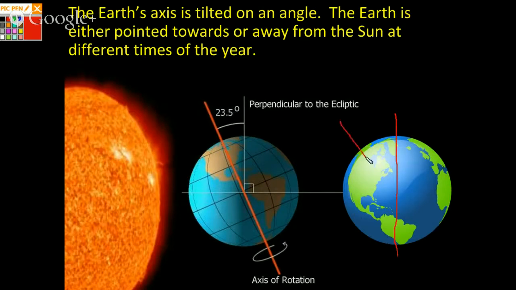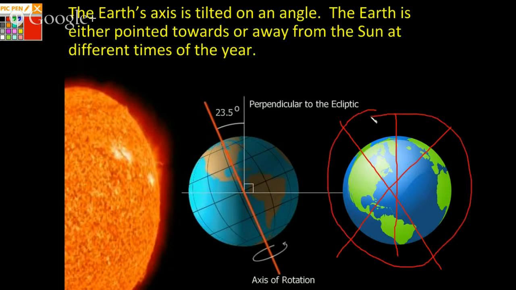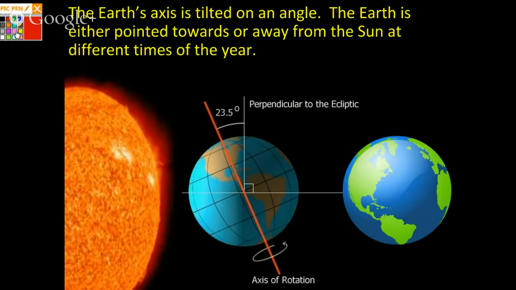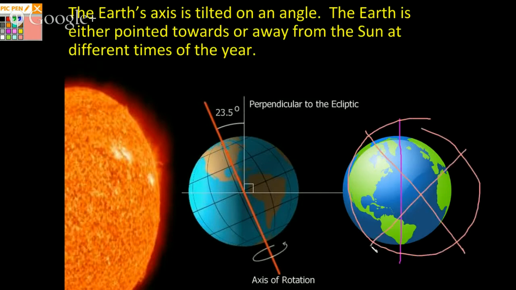However, this is not what the Earth actually is. No, this is wrong. This is what the Earth actually looks like. Its axis is tilted on its side. So it is not this purple axis right here. The red axis is actually the correct answer. So again, this is incorrect. This is our correct image. It's tilted on a 23.5-degree angle.